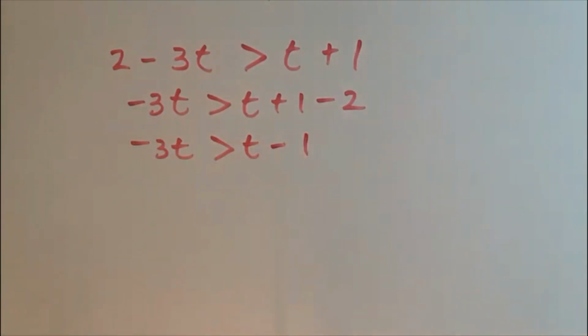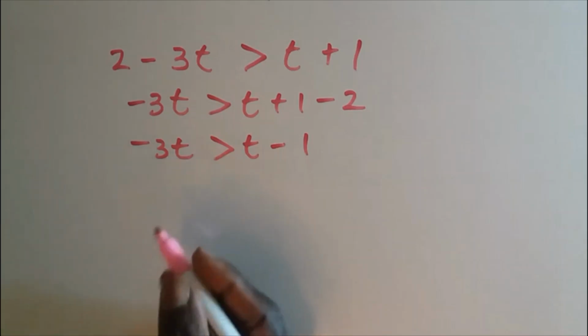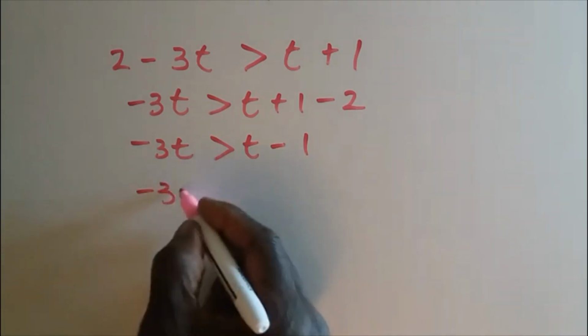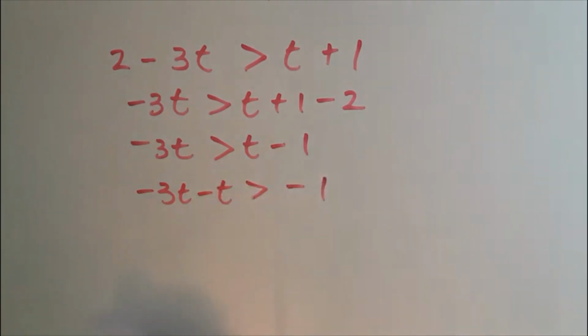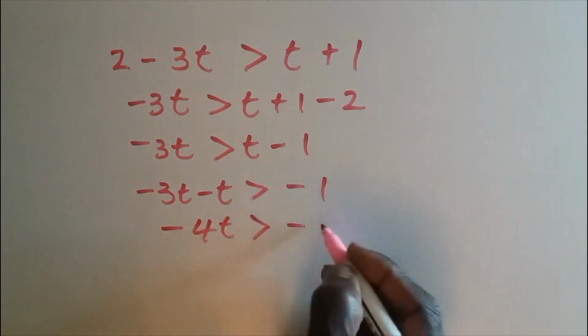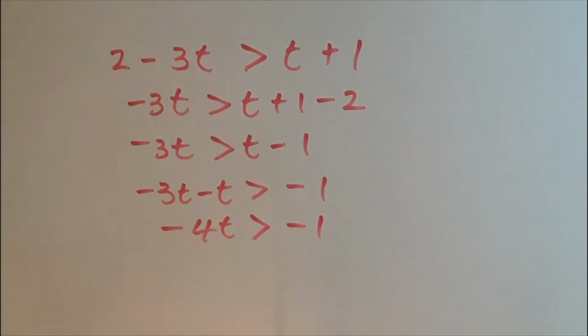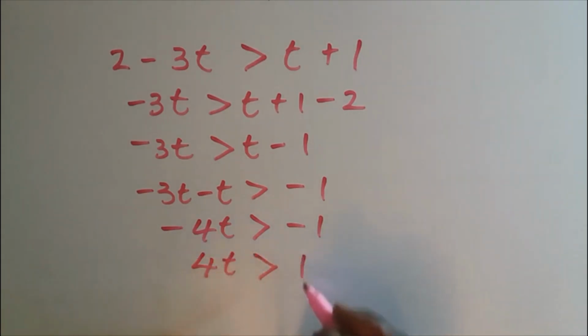And if we were to move our t on this side over to the left, we'll have minus 3t minus t is greater than minus 1. So we have minus 4t is greater than minus 1. We'd like to have t on its own, so we'll multiply both sides by minus 1, and the result is 4t is greater than 1.